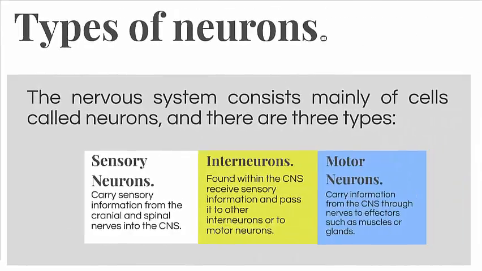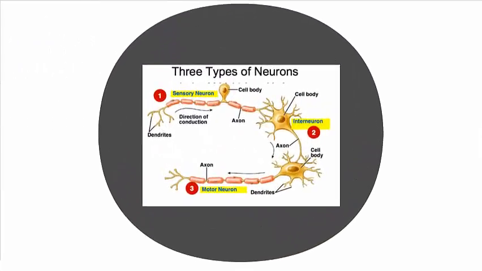Types of neurons. The nervous system consists mainly of cells called neurons, and there are three types. The sensory neurons, which carry sensory information from the cranial and spinal nerves into the CNS. The interneurons, which are found within the CNS and receive sensory information and pass it through other interneurons or to motor neurons. The motor neurons, which carry information from the CNS through the nerves to effectors such as the muscles or glands. Here's a visual representation of the three types of neurons.